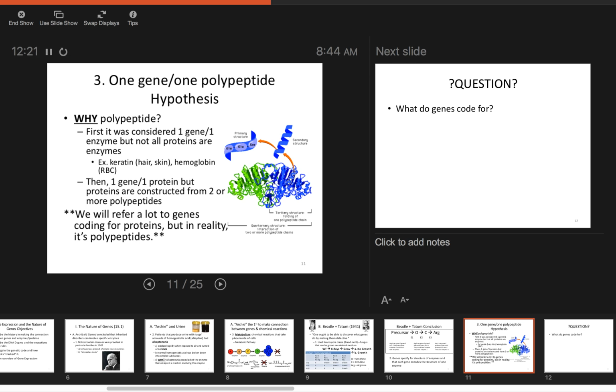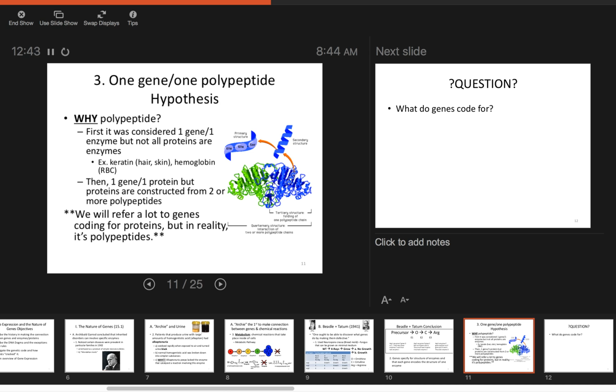But we know that not all proteins are enzymes. Like hair and skin, they're made of keratin. That's a protein, not an enzyme. Hemoglobin, which is found in red blood cells, that's a protein. It's not an enzyme. So you can't say one gene codes for one enzyme. Sometimes it does, but not in all cases like this.